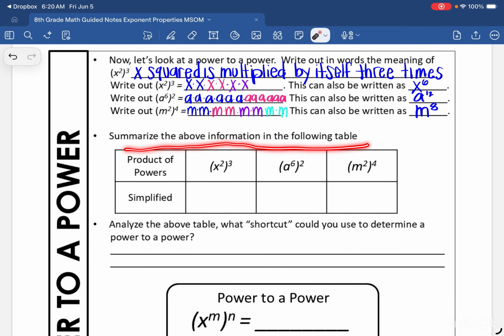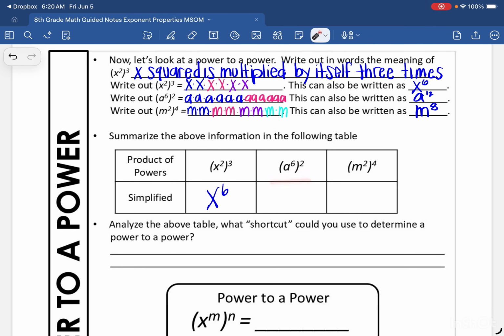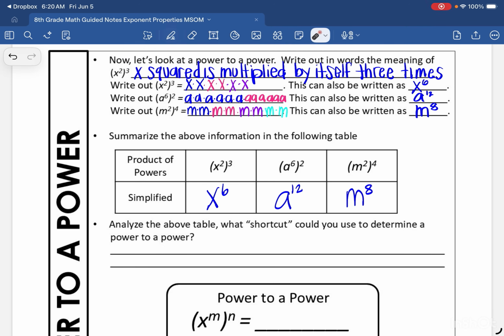Summarize the above information in the following table. So x squared cubed was x to the 6th. A to the 6th squared was a to the 12th. M squared to the 4th was m to the 8th. Analyze the above table. What shortcut could you use to determine a power to a power?